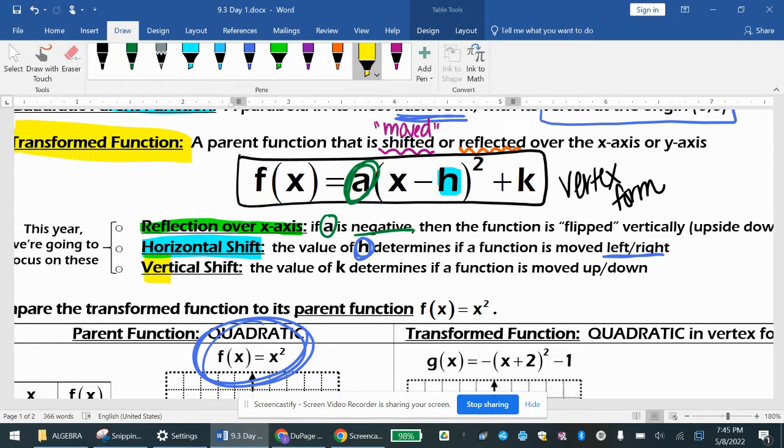And then there's the vertical shift, and that's represented by the letter K.